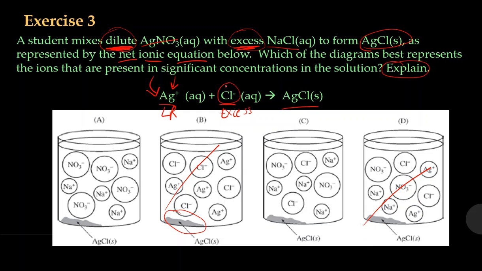Since this is in excess, should I see some chloride still floating around in the water? Yes, okay. So now comparing A and C, as you can see, A doesn't have any chloride, but C does. So this would be the one that I would pick.